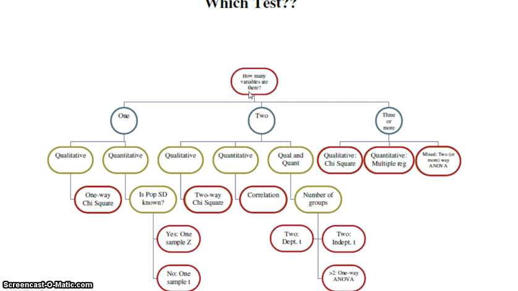In looking at our which test flowchart, when we have one quantitative variable and one qualitative variable, we need to determine how many groups we have. Since we have three types of pots, aluminum, clay, and iron, we would use the one-way ANOVA.